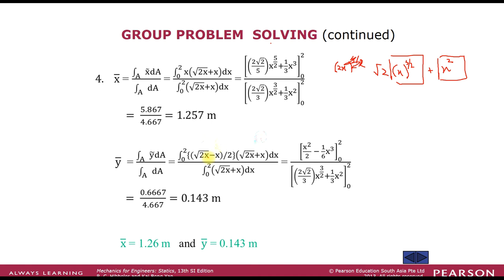And for this dA, when you integrate, you get the same value as above, when we did it for x. So we put the value between limits of 0 to 2, and then we get 0.667 over 4.667 equals 0.143 meters. So the location of the centroid of the shape is at x equals 1.26 meters and y is equal to 0.143 meters.